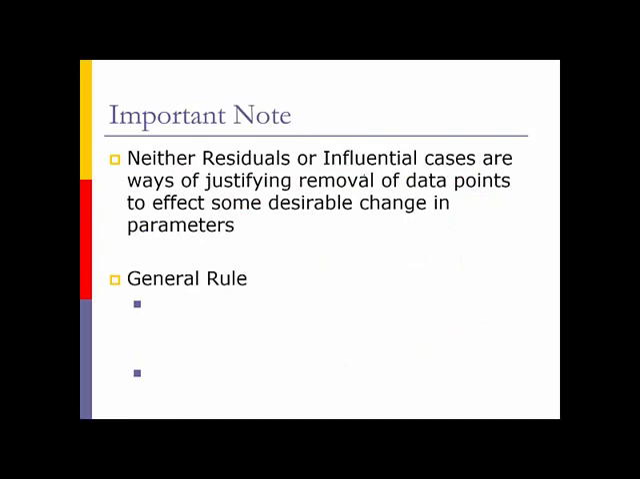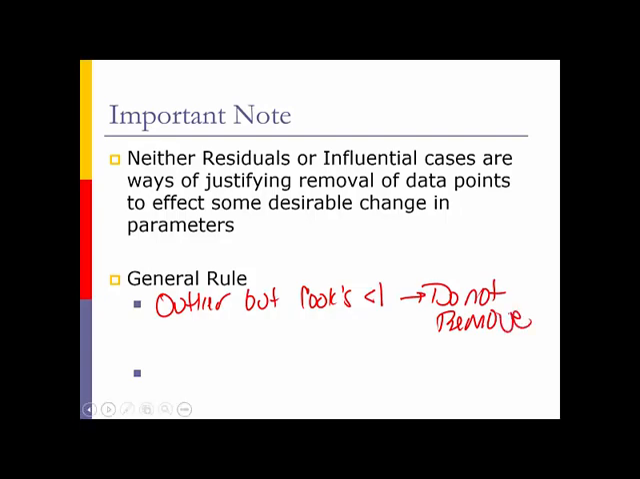Now it is important to note that just because you have residuals or outliers or influential cases, it's not justification for simply removing the data points to improve your model. So as a general rule, let's say you have an outlier, but Cook's distance is less than 1, don't remove that data point.